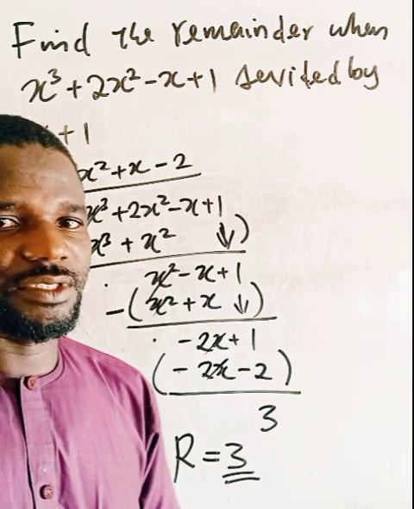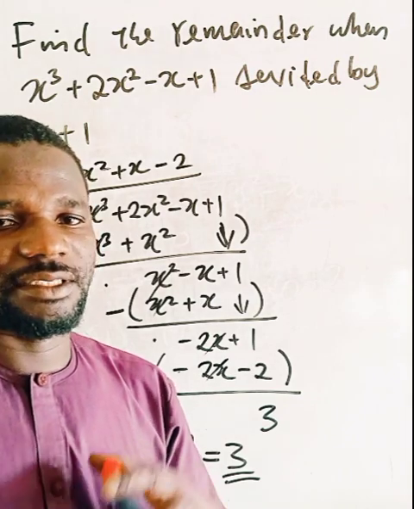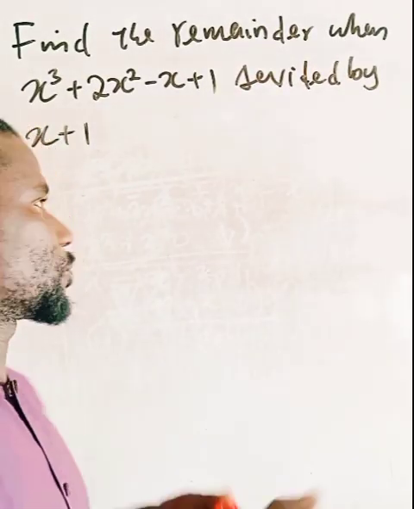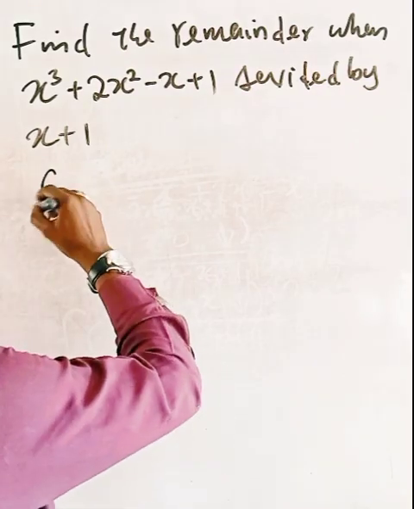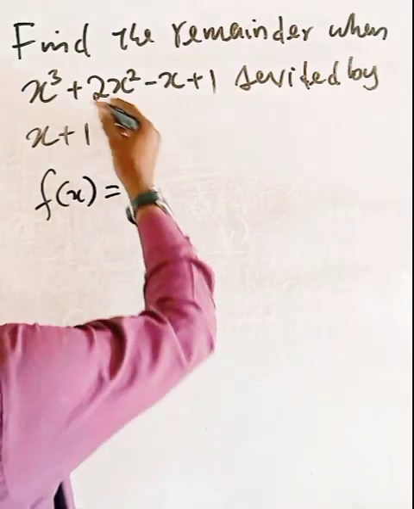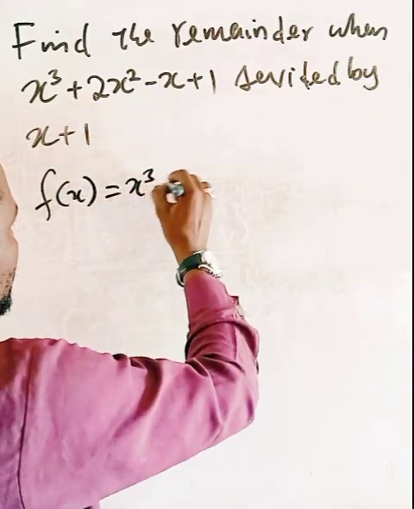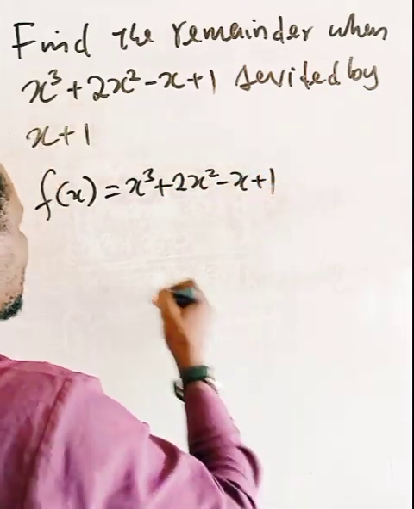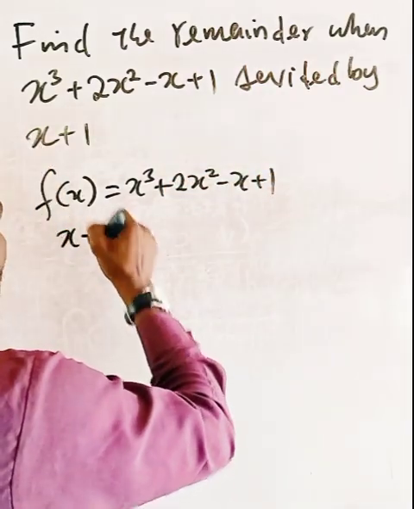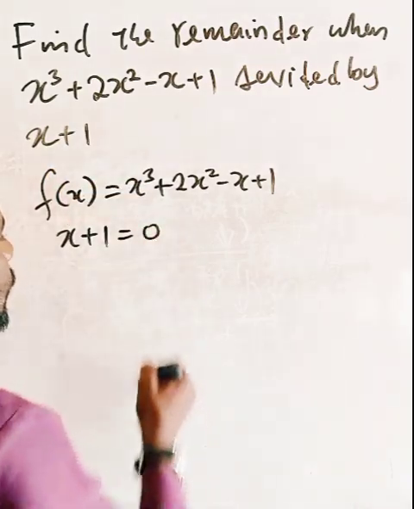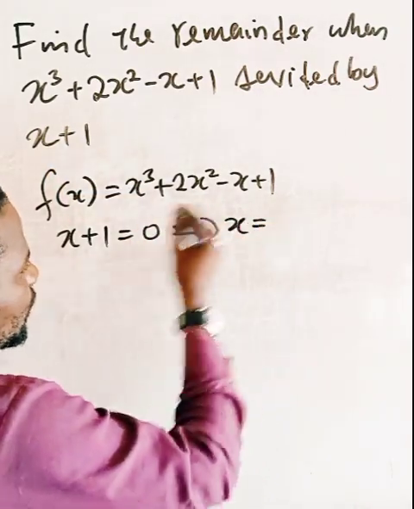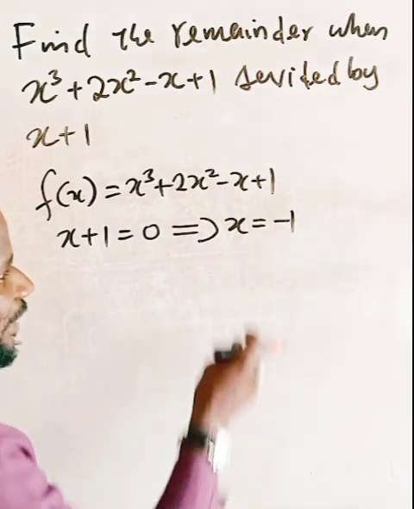Now let's quickly proceed to see how the second method used to be carried. Now the second method, like I said, is remainder and factor theorem. So what you should do is to make a function of x to be equals to x cubed plus 2x squared minus x plus 1. Then you now have your x plus 1 as the divisor to be equal to 0. You make x subject, we have x equals to minus 1. So immediately you get this.